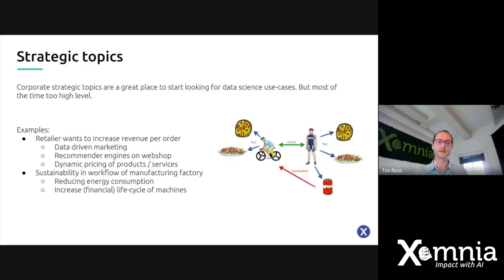Another way is to increase the life cycle of the machines, or your financial life cycle is often more the case, right? So the best example that I can give you here is the cooling mechanism that Google uses for their data centers.